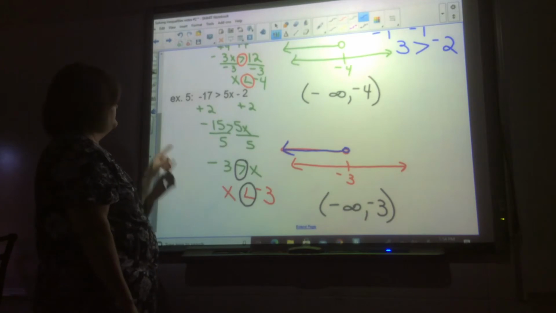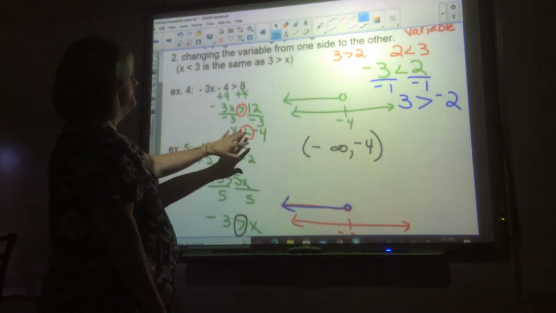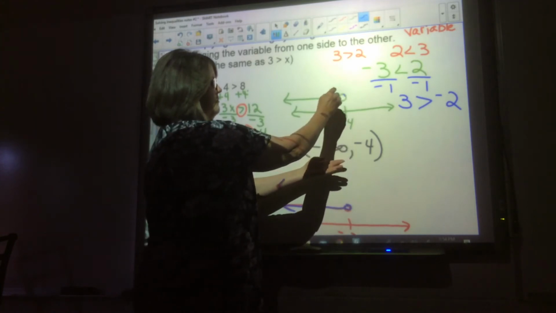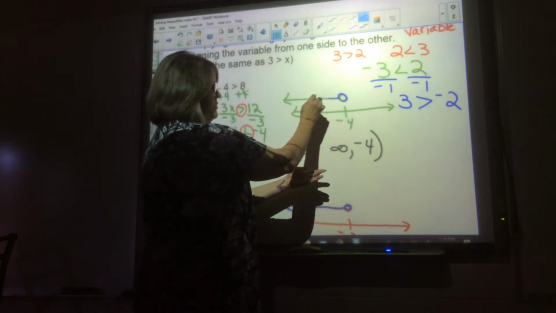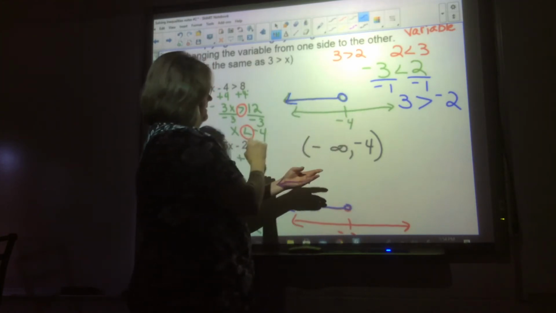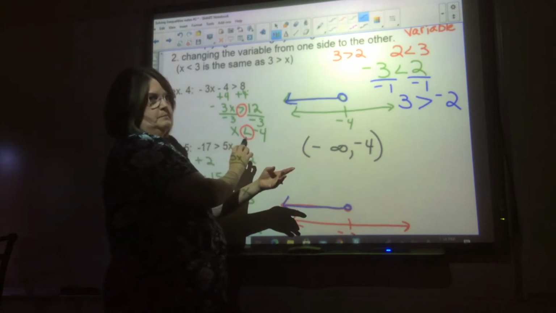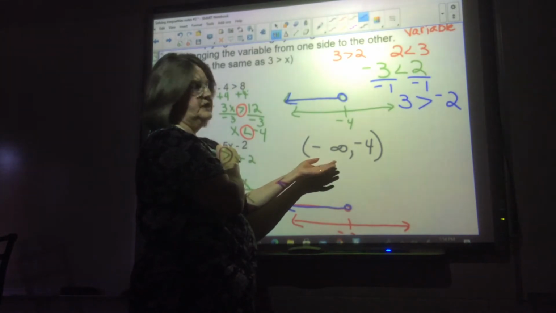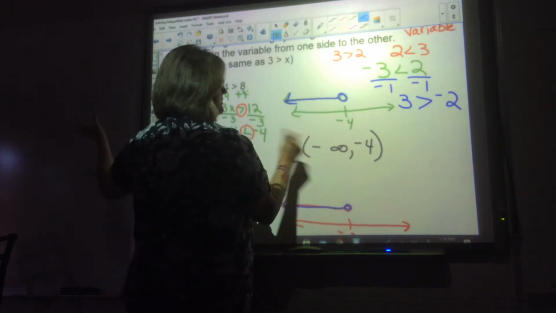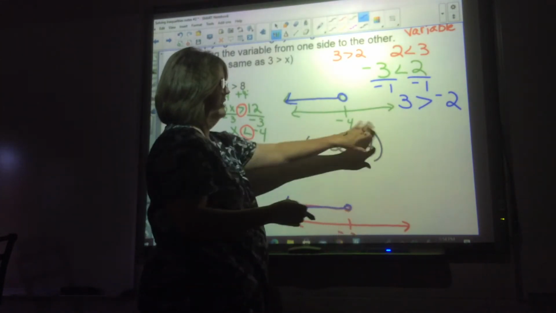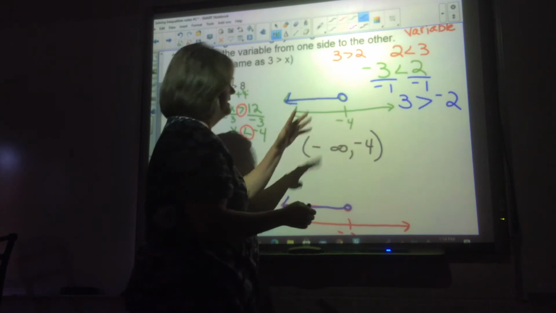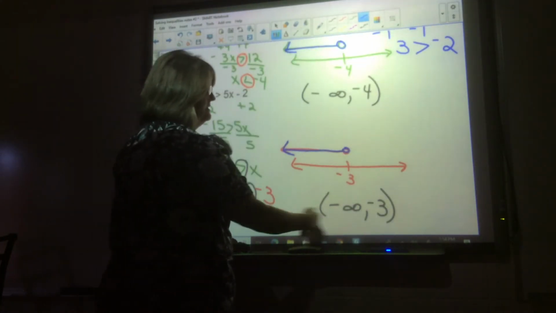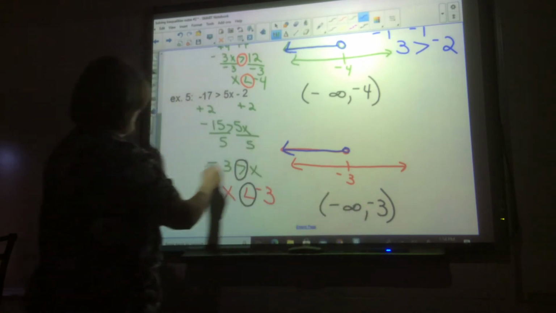So this here, and I forgot to mention it with this problem, but x is less than negative 4. Less than is an open circle, and you shade the way that your arrow is pointing. And then if I were to write it in interval notation, negative infinity is this way, and negative 4 ends it this way, and that's where that comes from. And then this one here, negative infinity is this way, negative 3 ends it on this side.